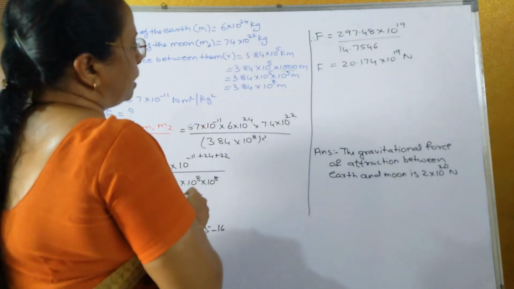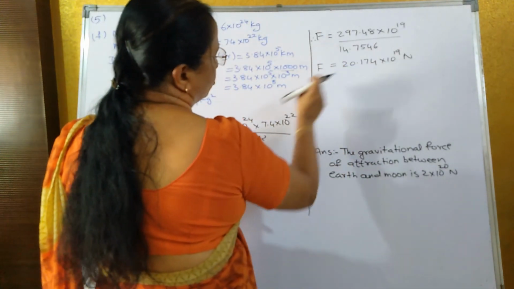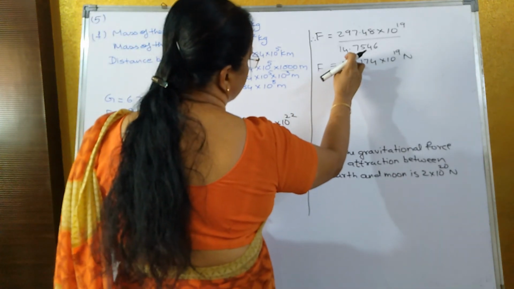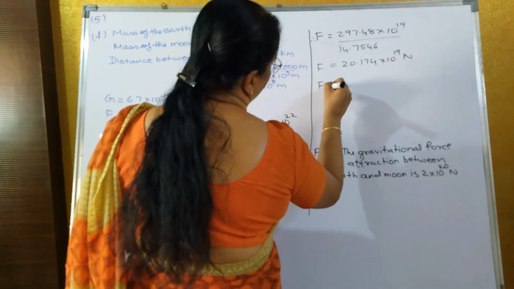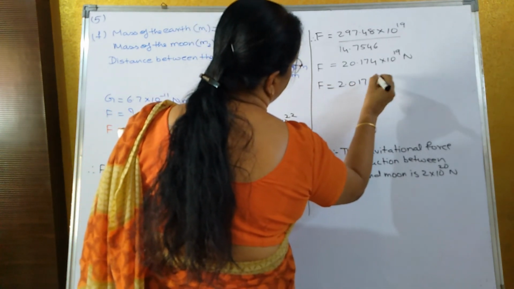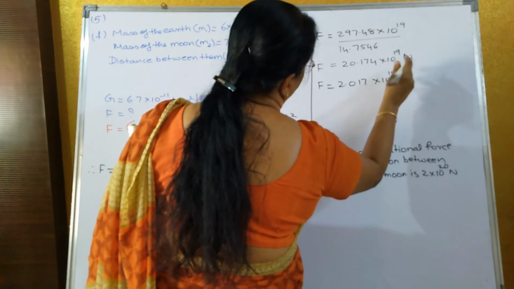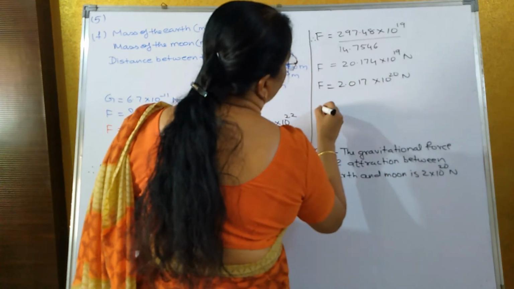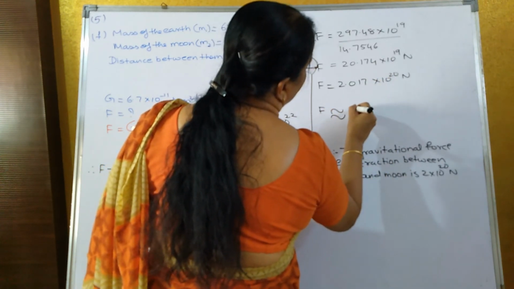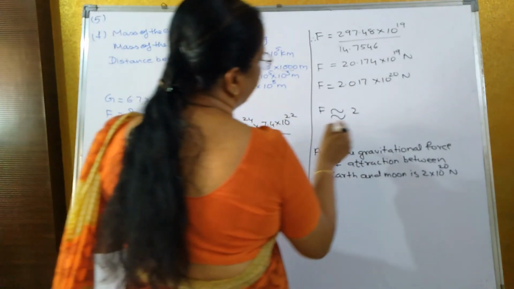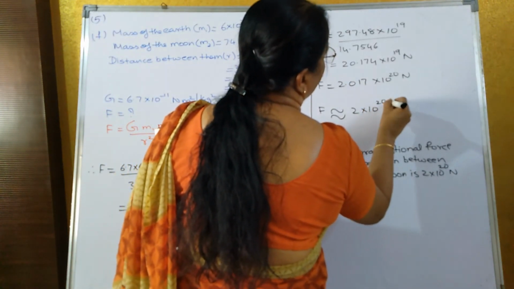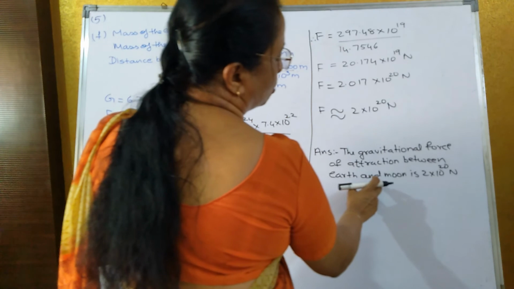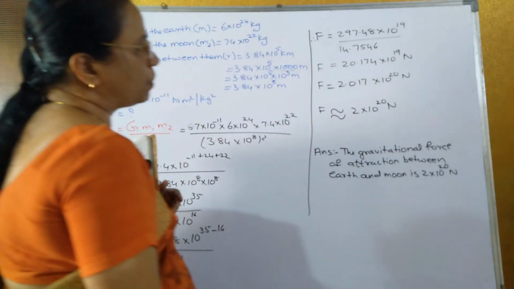Now we have studied in our earlier standard, before the decimal we are not supposed to take double digit, we have only to take single digit. So just shift the decimal over here. So F is equal to 2.017 into 10 to the power of 19, not 19. Since you have shifted the decimal, it will become 10 to the power of 20 Newton. So F is approximately equal to 2.017, you can neglect, into 10 to the power of 20 Newton. So what is the gravitational force of attraction between Earth and the Moon? 2 into 10 to the power of 20 Newton.